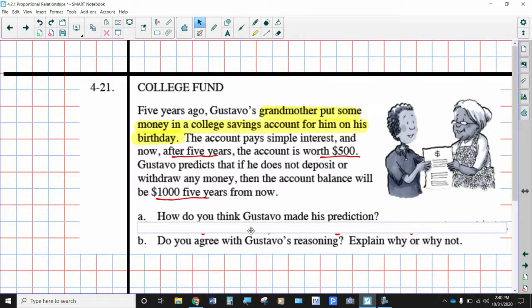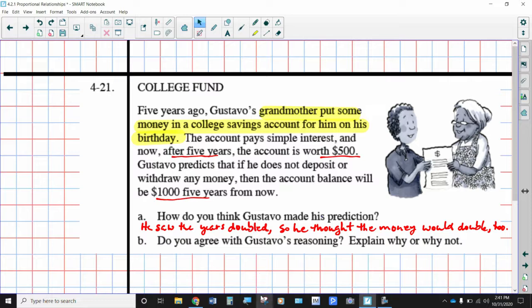So my thinking is this. 5 years ago, Grandma put money into an account. In 5 years, that would be like doubling the amount of time, correct? So it's been 5 years. He's saying in another 5 years would be 10 years after grandmother deposited the amount. So I think what he's going with is the fact that the number of years has doubled. So he's thinking that the amount of money in the account would double as well.